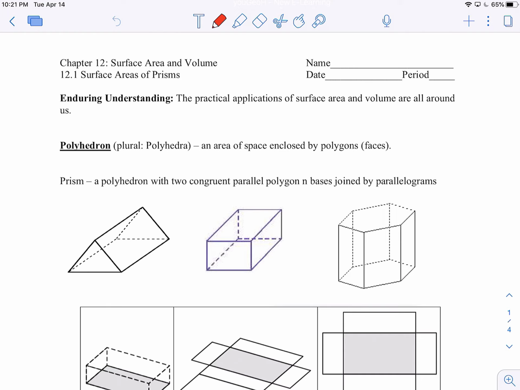So we are going to talk about three-dimensional figures, specifically called polyhedron. A polyhedron, or the plural, polyhedra, is formally defined as an area of space that is enclosed by polygons. So it's a three-dimensional figure that is made up of polygons.